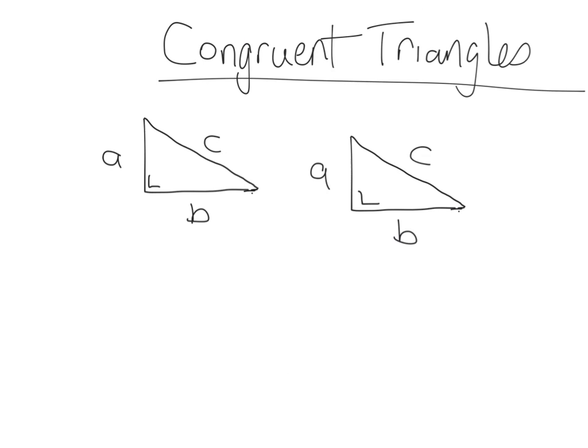But before we jump into the proof, I just want to mention one thing about congruent triangles, because we're going to be talking about that in the proof, and you need to understand what congruent triangles means. So here are two examples of congruent triangles. And what that means is that all the corresponding sides and angles are equal. So for example, the side B is equal to the length of the side B here, length of the side A is equal to A, and C is equal to C.